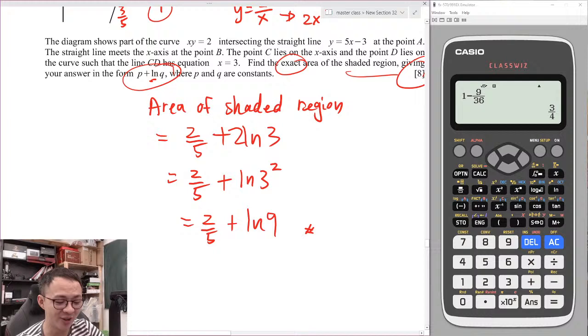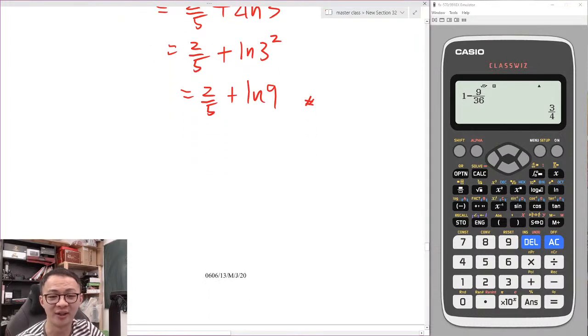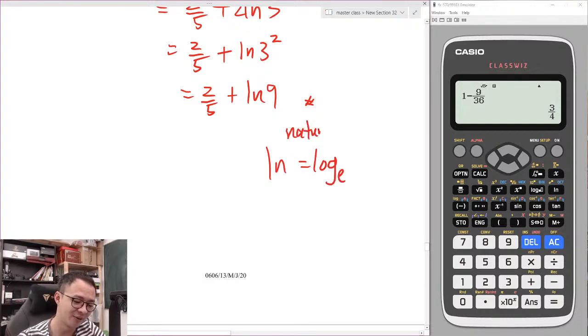Whenever you see the word exact, you need to leave the answer in ln form, exponent form, fraction, or pi form. This is how we get the exact answer. And what is ln? ln is basically log base e. It's a natural log.